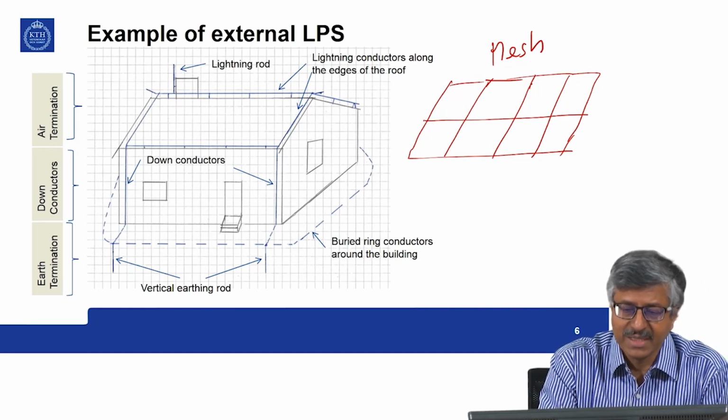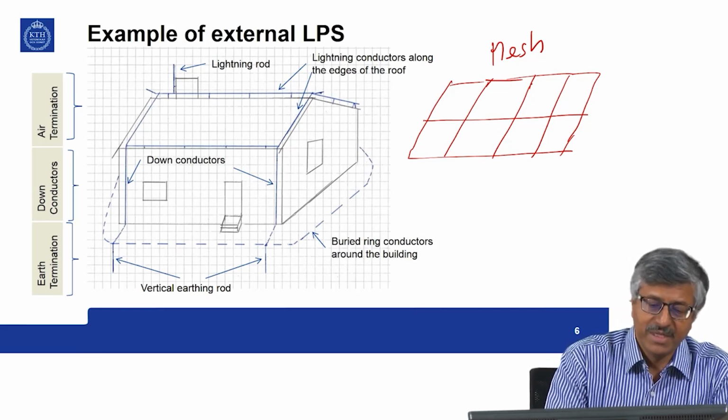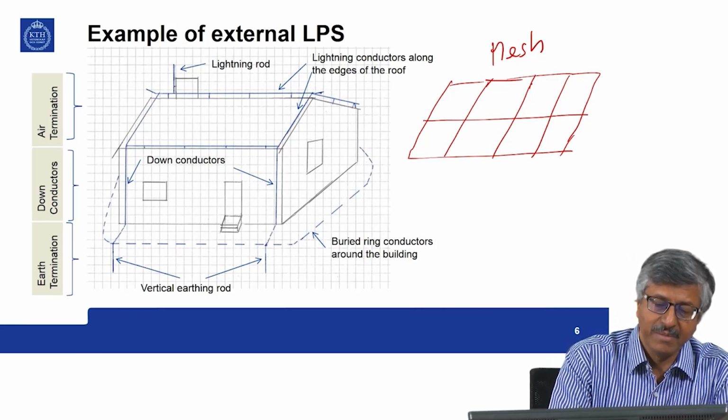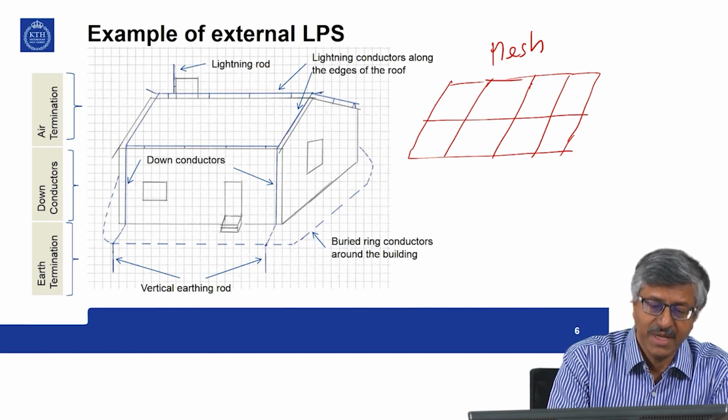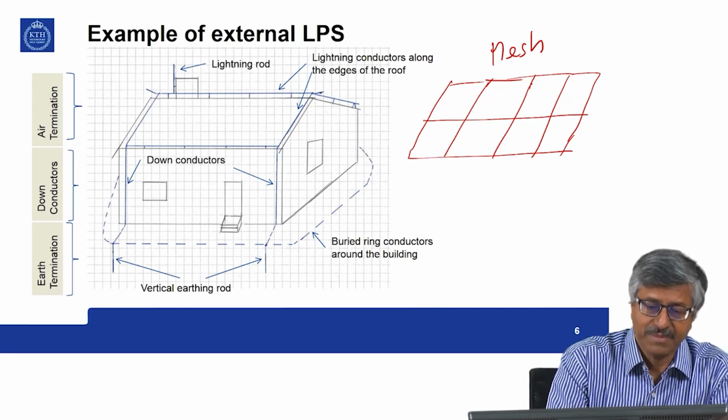So, ring conductors are often used to reduce the step potential. When some people are entering the building and when there is a lightning strike, you do not want huge potential differences between the legs. So, to control that you have these ring conductors.